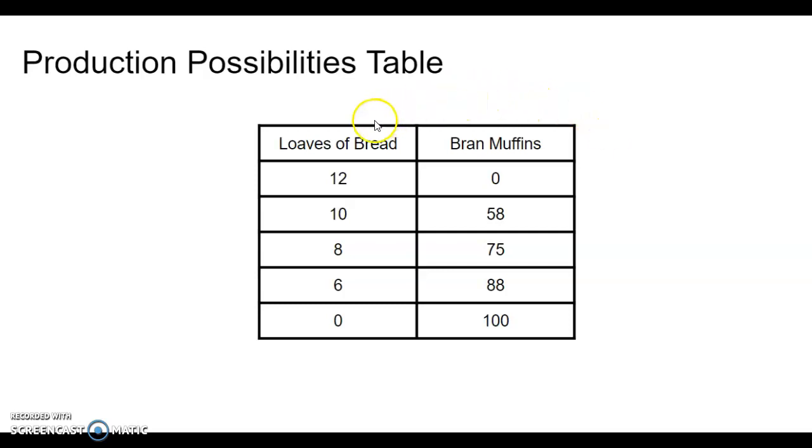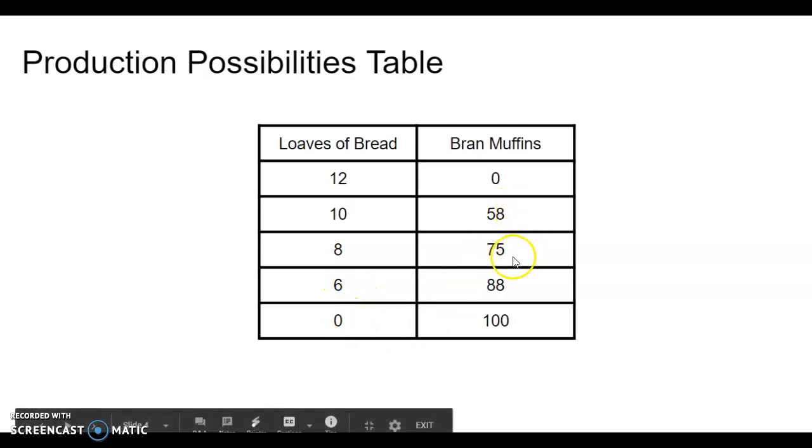So here on this table it's saying if you choose to make 12 loaves of bread, you cannot make any bran muffins because you're using all of your resources here. If you choose to make 10 loaves of bread, you now can make 58 bran muffins because you're using fewer resources here than you were there. And now you have some resources left over to make some muffins as well. You will notice that as your loaves of bread decrease, your muffins increase until you reach 0 loaves of bread and 100 bran muffins.